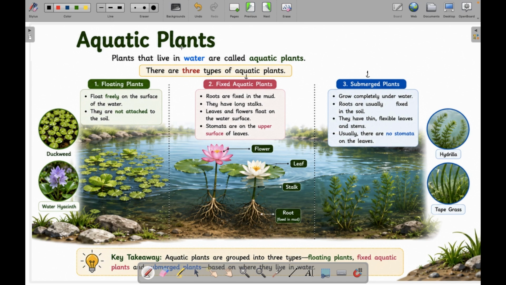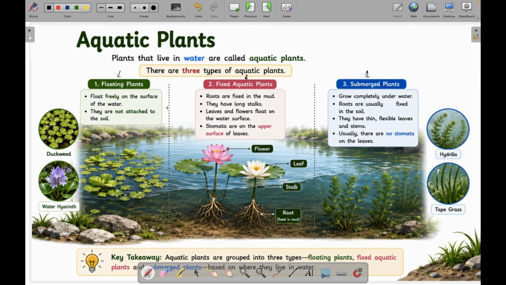And just like we had multiple habitats for terrestrial plants, we have different habitats for aquatic plants as well. So based on the different types of habitats, there are three types of aquatic plants. The first type is floating plants, then we have fixed aquatic plants, and finally we have submerged plants, right? How are they different from each other?